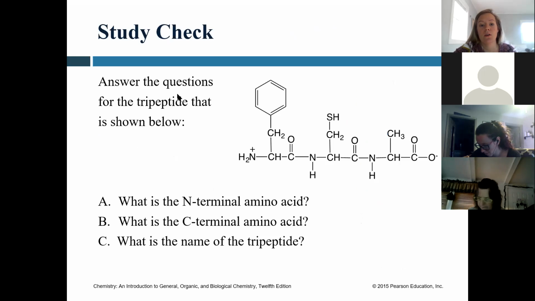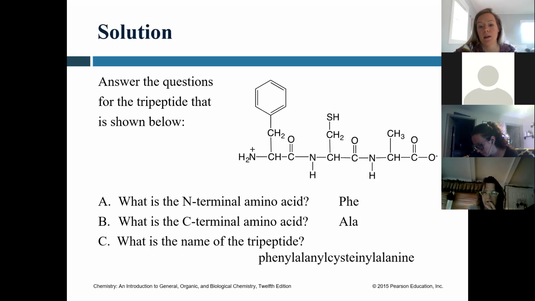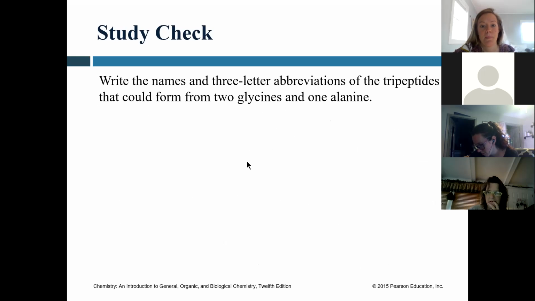It says, answer the questions for this tripeptide. What is the N-terminal amino acid? I wouldn't expect you to have the amino acids memorized, but the N-terminal is this over here where the N is. The C-terminal is this over here. And then if we were to name it, this would be the name. I'm not expecting you to have the names of the amino acids memorized.